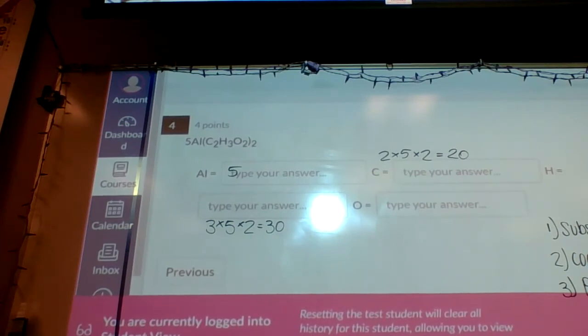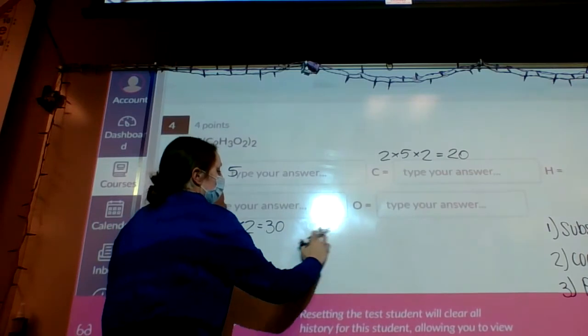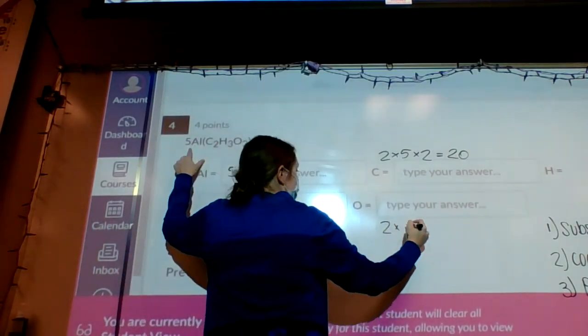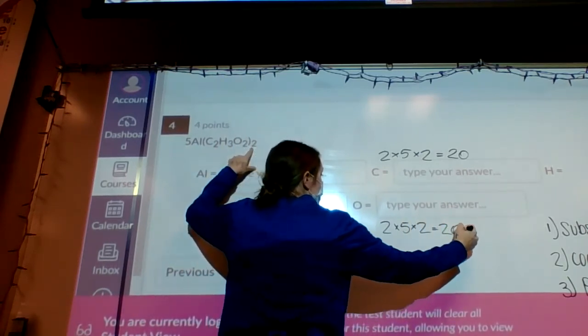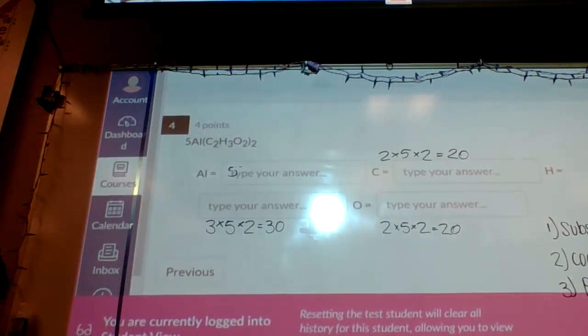20. What'd you multiply? So its own number, big number, and it's affected by the parentheses number. Okay, so you should have gotten 20 for oxygen.